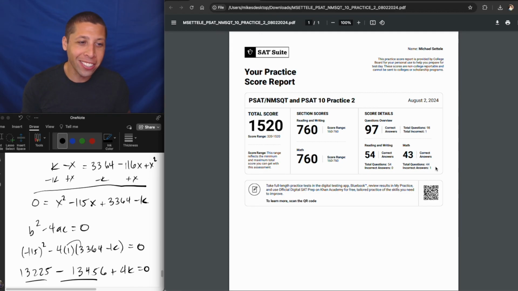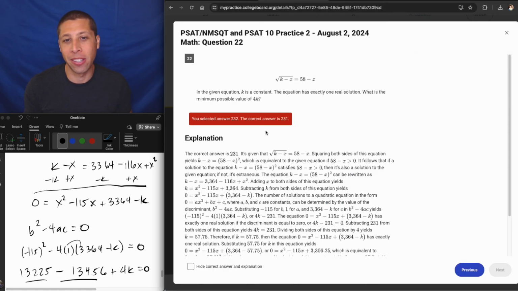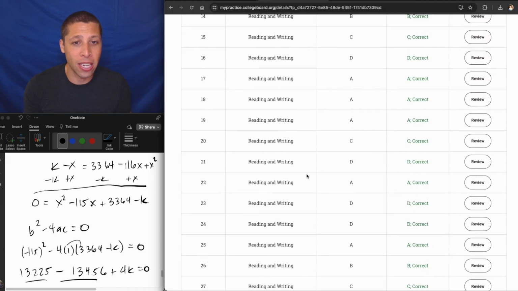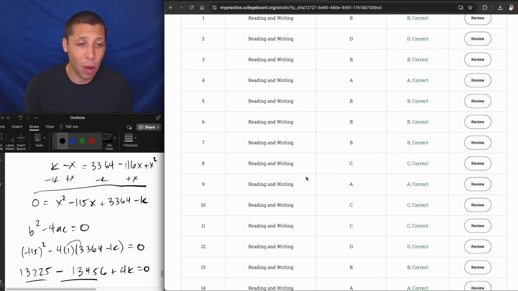The bad news is I still got something wrong, right? I got everything right in reading, everything right in math, except one question. Guess what that question was? It was this one, right? So this one that I struggled with at the end. So everything else correct. This is the score report that they show you on the College Board website.